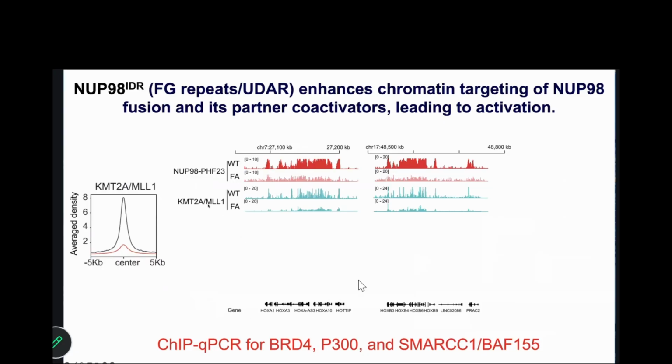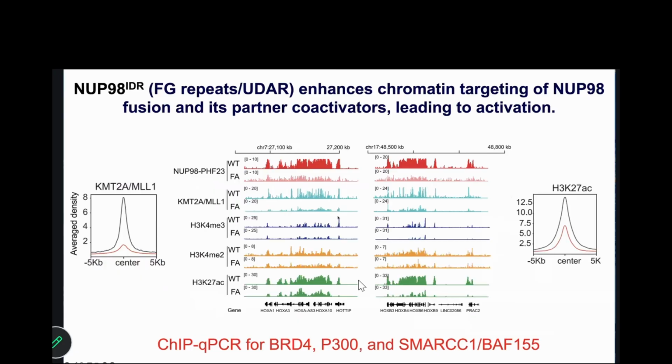You can see that when you mutate the FG to alanines, the binding of the MLL complex is reduced, and so are H3K4 methylation and histone acylation, as you can see. And not only at these two loci, if we combine other peaks, the regions bound by the fusion, we can also see a similar effect. That means the recruitment of the MLL complex and the increase of histone activation related marks both depend on the FG repeats of this fusion.